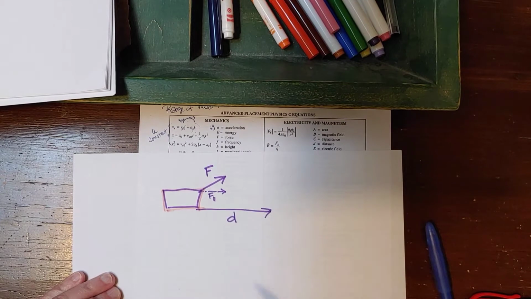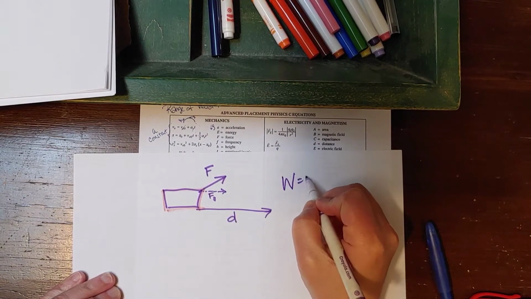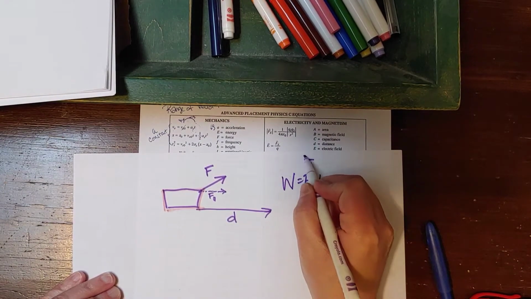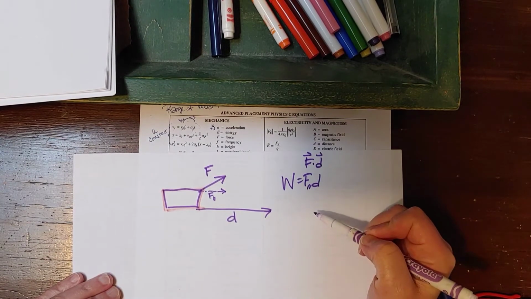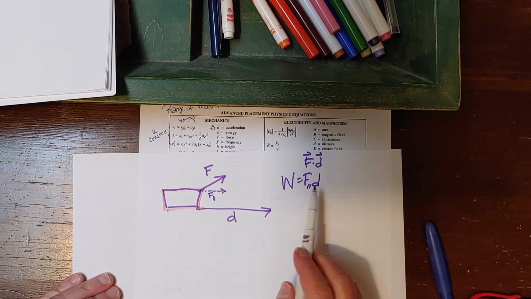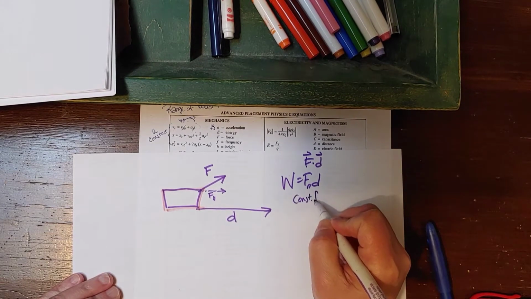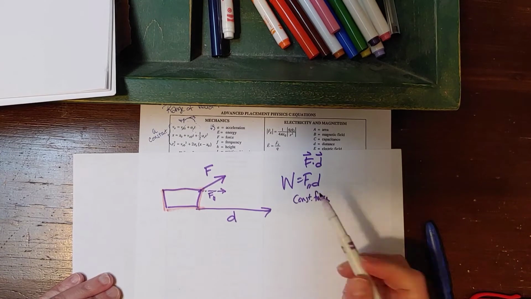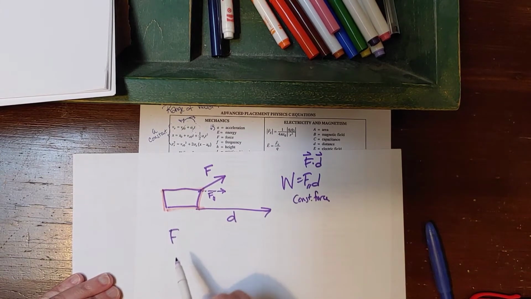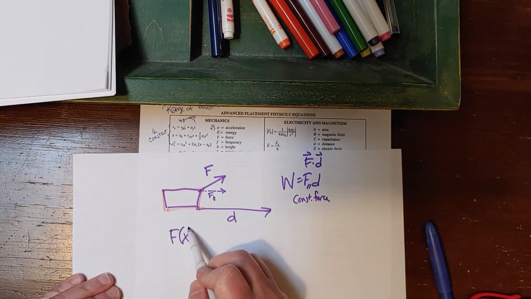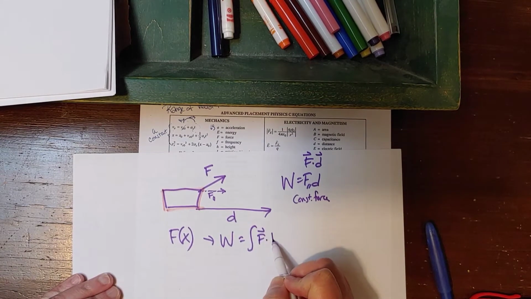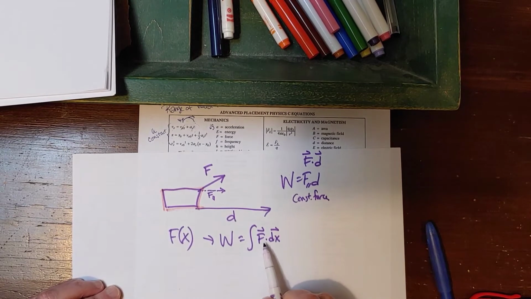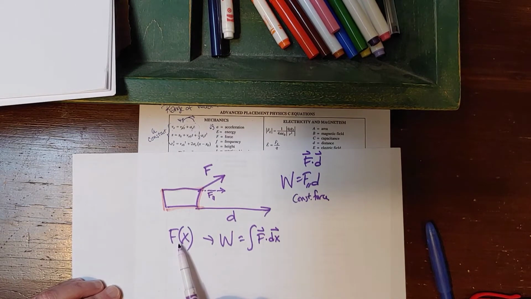Let's say we have a box. I'm applying a force, and it's going through a displacement. This F parallel is the thing we care about, because when we say F dot d, we're talking about the parallel component. That's the most important part. This is for constant force, right? This is the useful thing. If you have F as a function of x, then you do need to integrate. So that's the trick there.